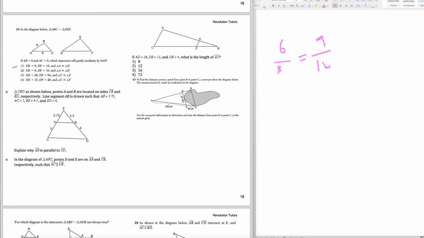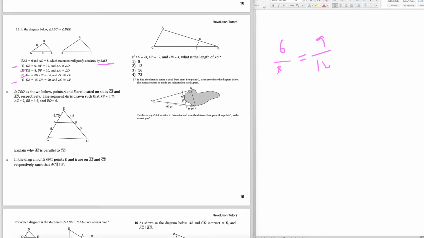8 over 10 and 6 over 8 doesn't work. 36 over 64 doesn't work. 15 over 20 does work. Okay, now two of them work, but side, angle, side. Oh, so side, angle, side, by the way, proves similarity also.